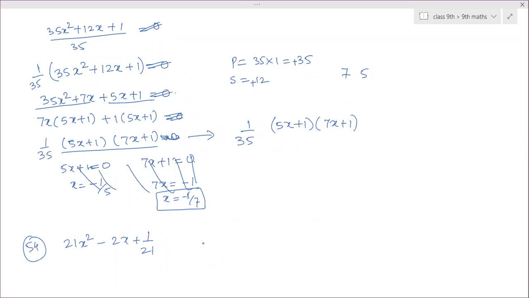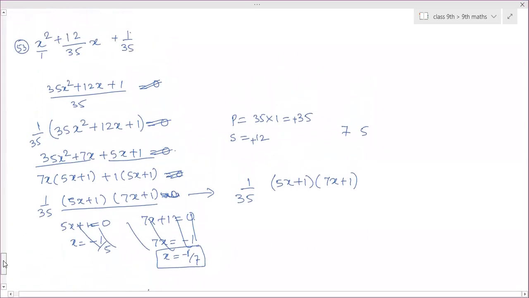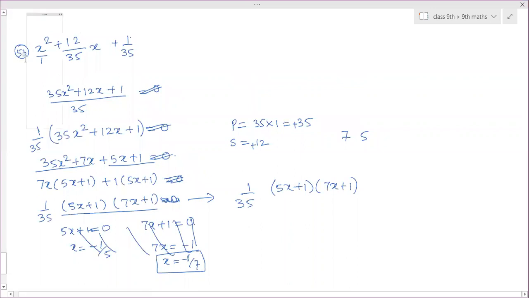Ma'am, I have a doubt in that second step. Which one? 53rd question, second step. Here we are taking the LCM, yes ma'am. And after that, the denominator we kept separately as 1 by 35. Okay, ma'am. I thought something else.